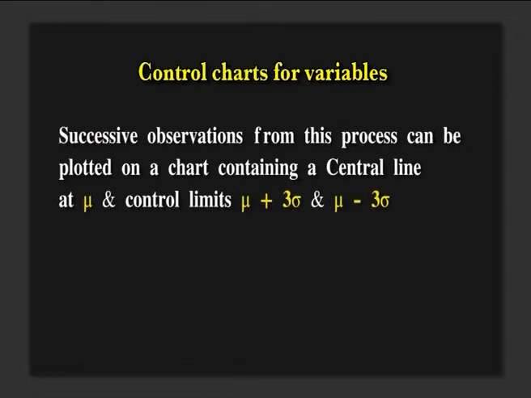Successive observations from this process can be plotted on a chart containing a central line mu, the control limits mu plus 3 sigma and mu minus 3 sigma. Any observation falling outside the limit is very unlikely when only chance causes are operating on the process, having a probability of 0.0027. Hence, an event of this kind indicates presence of assignable causes.